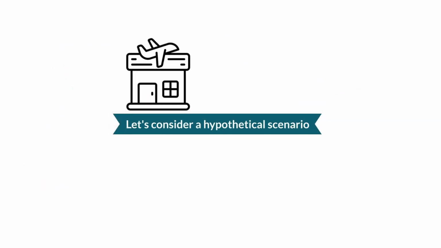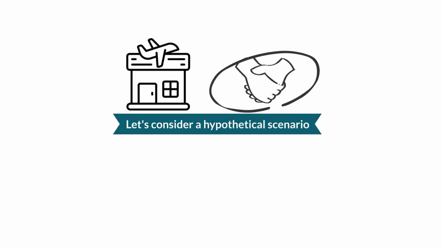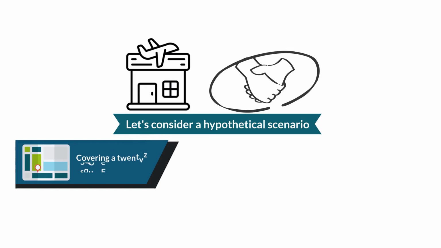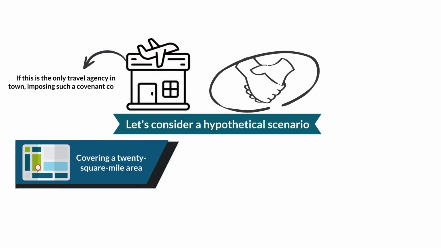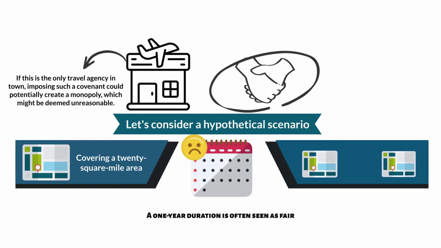You're buying a travel agency in a small town, and you request the seller to sign a restrictive covenant for 1 year, covering a 20-square-mile area. Whether this is reasonable or not depends on several factors. If this is the only travel agency in town, imposing such a covenant could potentially create a monopoly, which might be deemed unreasonable. A 1-year duration is often seen as fair, but the 20-square-mile radius could be excessive if the town itself is smaller, or if there's a likelihood of customers coming from neighboring towns.